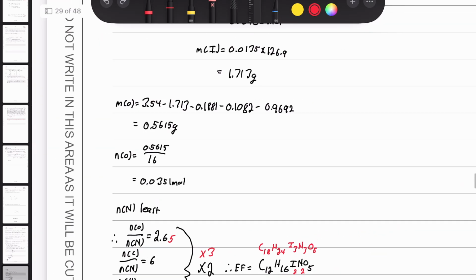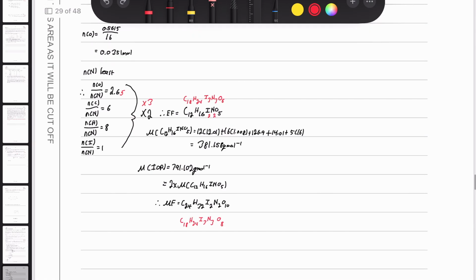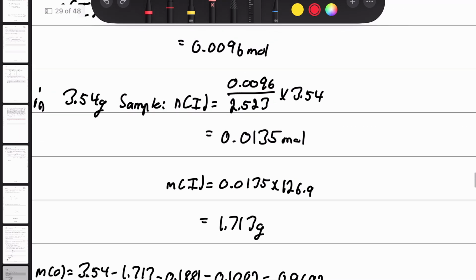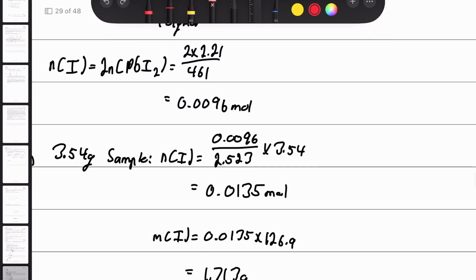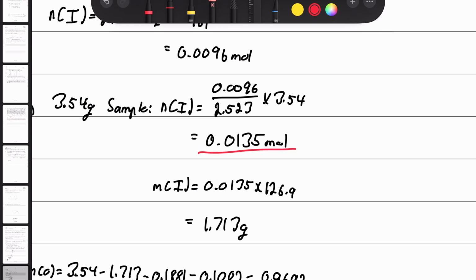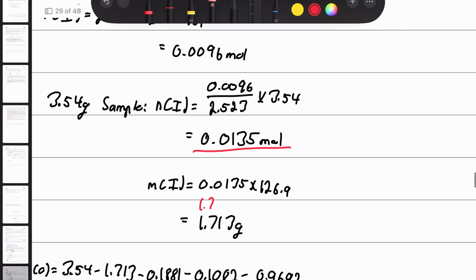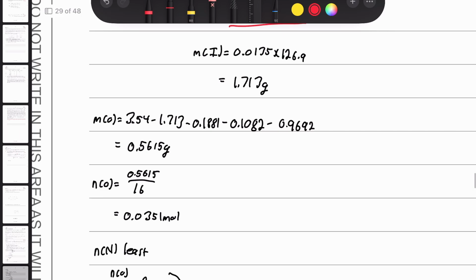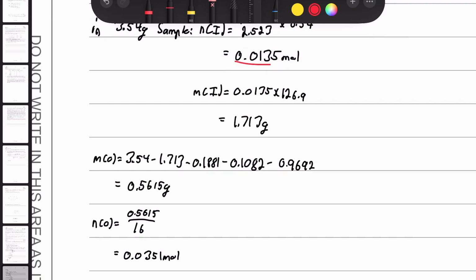This was quite sad. I thought that the answer that I got was a bit off, and it was a little bit. So what I needed to do is, I think if I did this step to more decimal places, I would have got 1.707. Let me see, 0.096 divided by 2.523 times 2.54, 0.00136 times 126.9. Yeah, or 1.708. So I should have done this to more decimal places, and this step, and then follow that on.